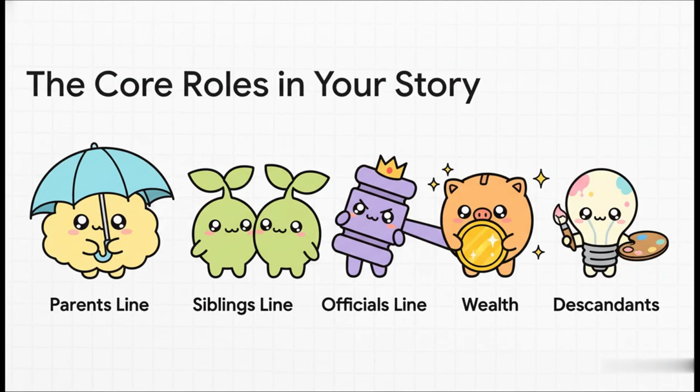Just think about these roles for a second. You've got the parents line. What do parents do? They support and protect you, right? Then there's the siblings line, your friends, your peers, even your competitors. The officials line is all about pressure and authority. The wealth line is what you have control over, your resources. And the descendants line, that's your output, your creativity, your ideas. Every line gets assigned one of these roles.